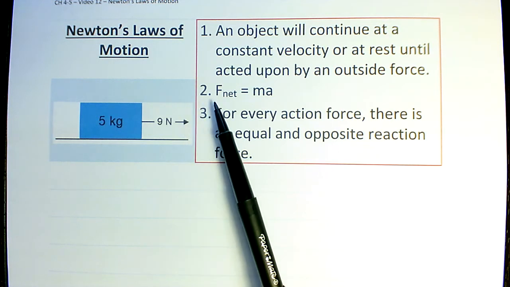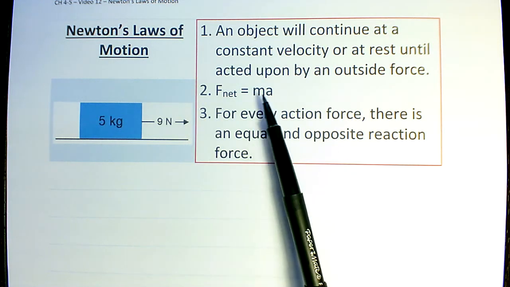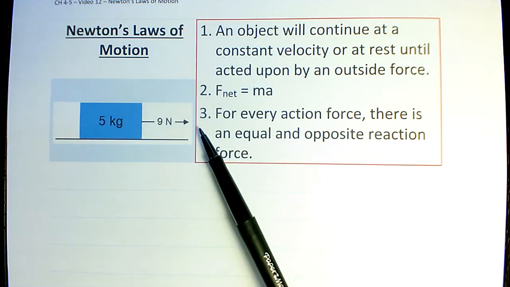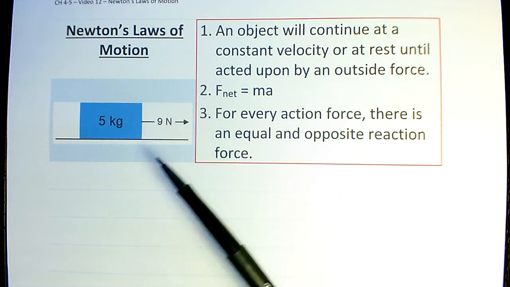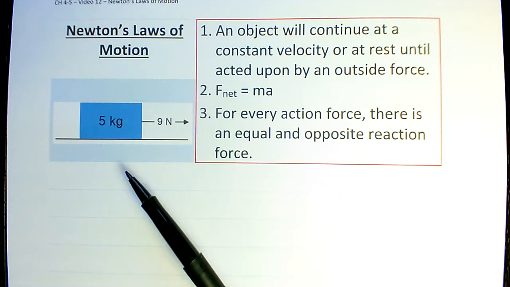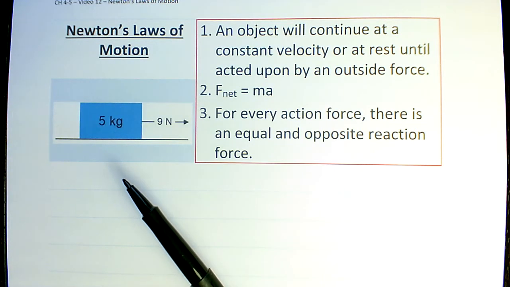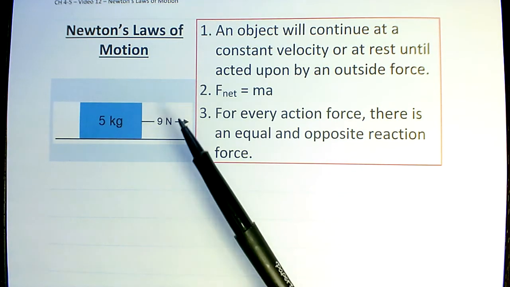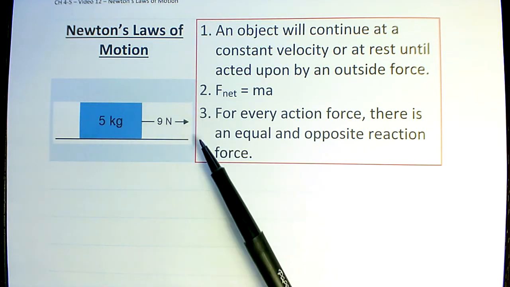And the second law is net force equals mass times acceleration. The third law is for every action force there's an equal and opposite reaction force. Whenever you're working a problem where you think you're going to apply Newton's laws of motion, it's always convenient to organize the first two laws as acting on a single body. The third law involves one body acting on another.